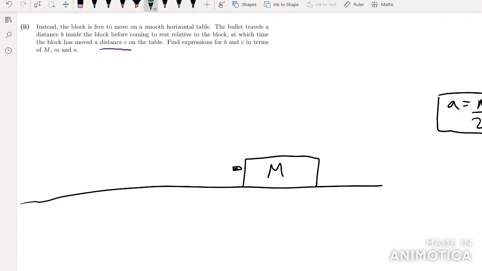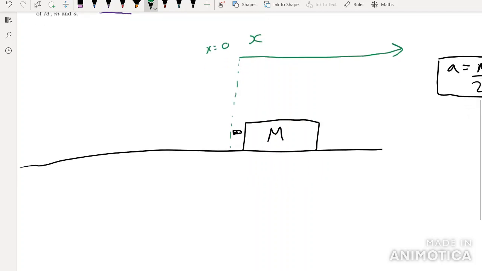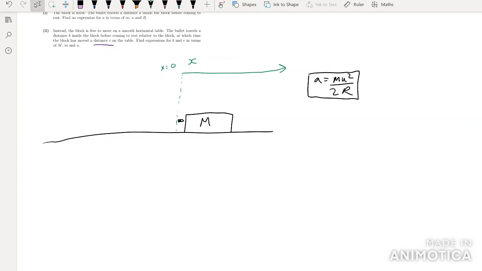So what I'm going to do is say that this direction is the X direction. They're both starting from this point, where the bullet collides, and that's X equals 0. Now that we've done that, we can define everything in terms of x. And so what can we say?